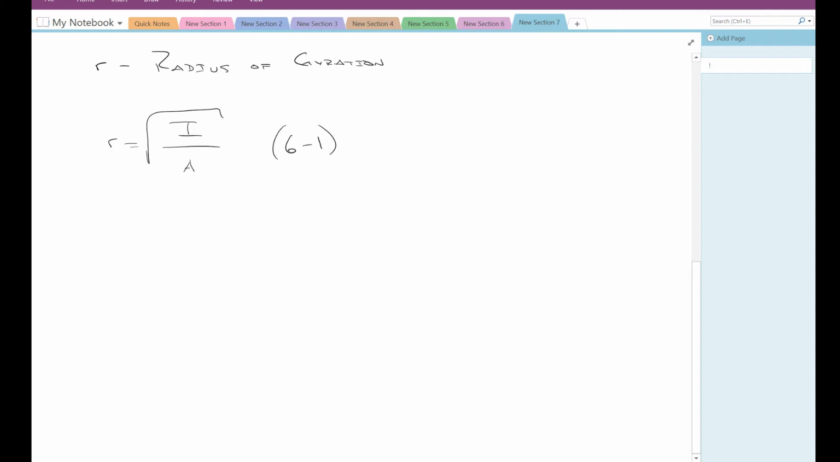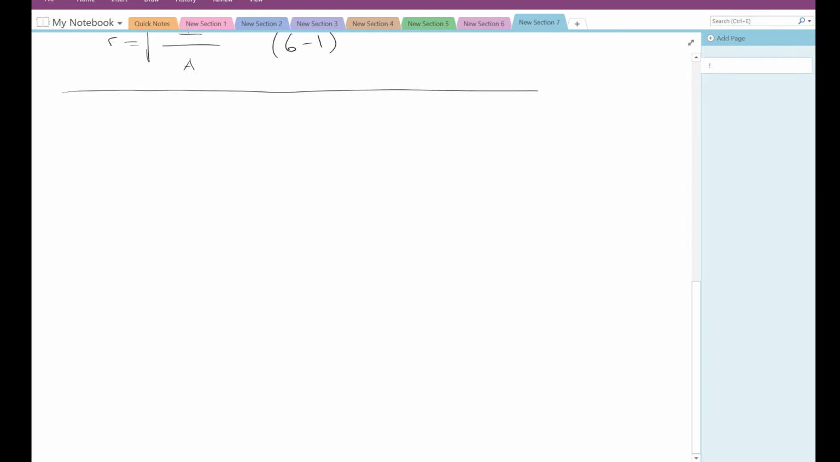The next important concept as we continue our discussion on columns is section 6-3, which is end fixity and effective length. I'm not sure I'm pronouncing that correctly, but that's okay. Let me write it out: end fixity, F-I-X-I-T-Y, and effective length.